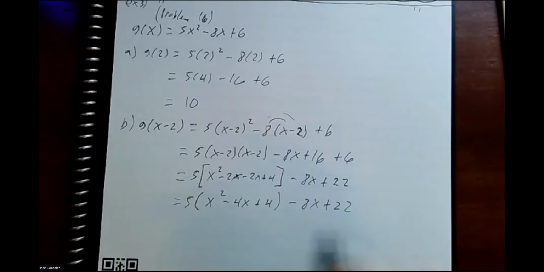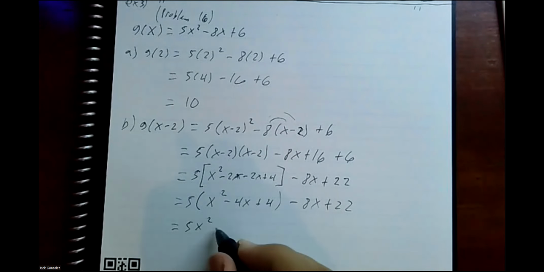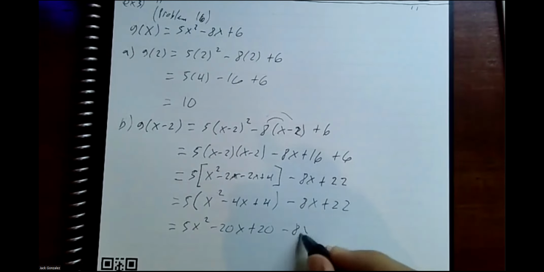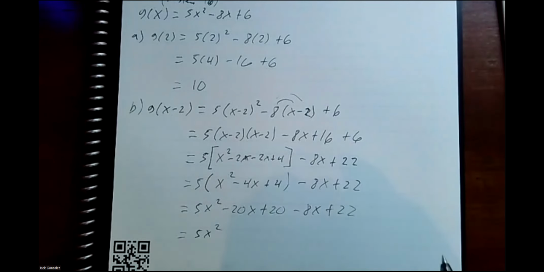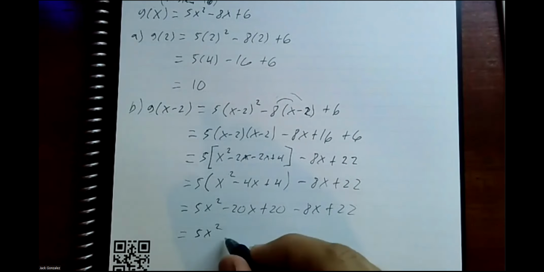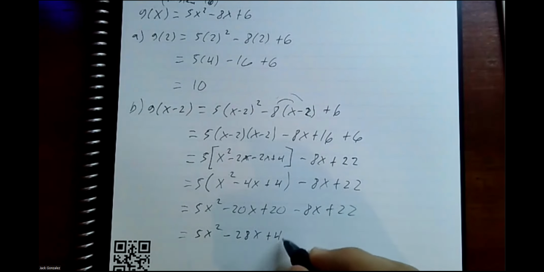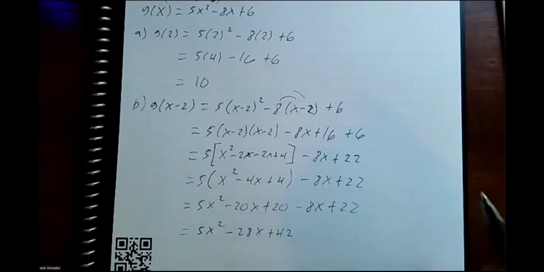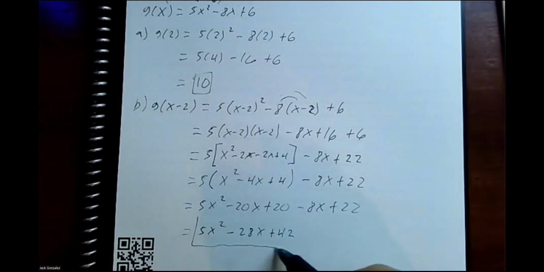Now we have to distribute the 5. So 5 times this, 5 times that, 5 times 4. Combine like terms one more time. -20 minus 8. 20 plus 22. So this will be the output here. Any questions about any of these steps?